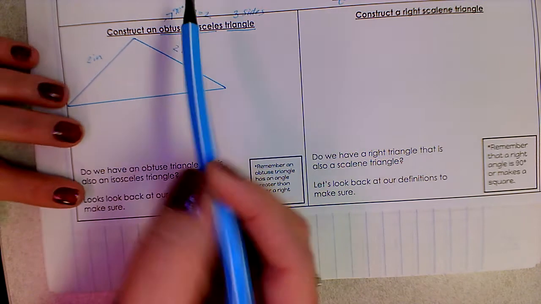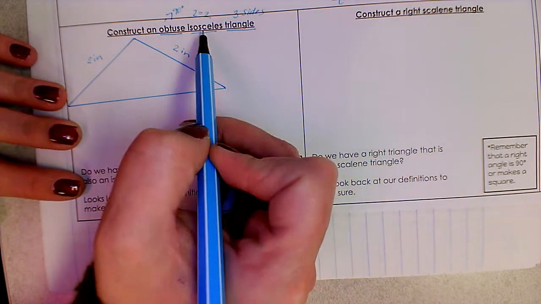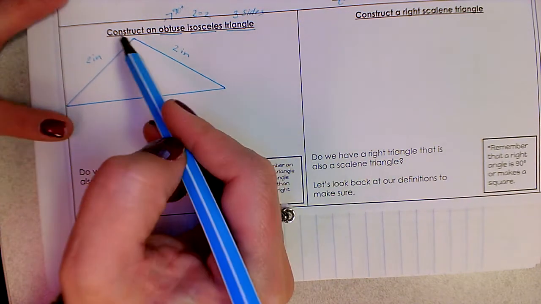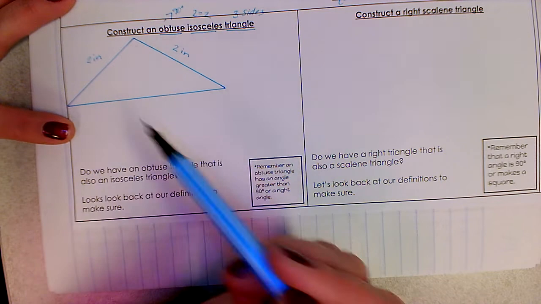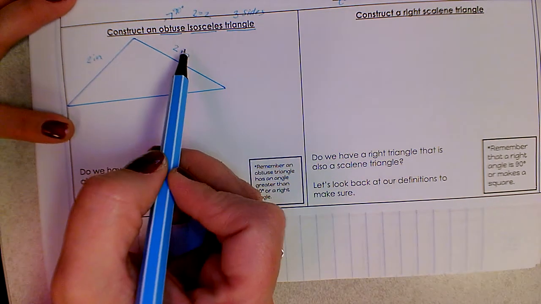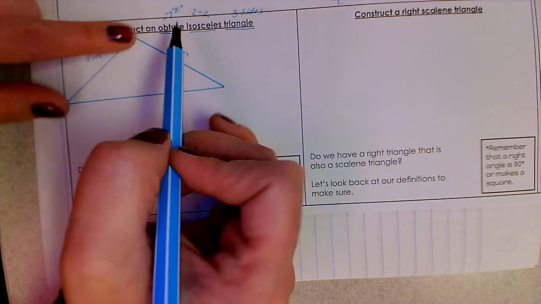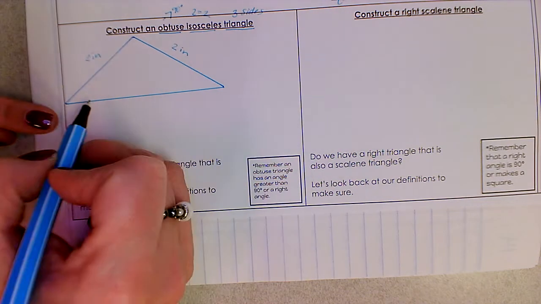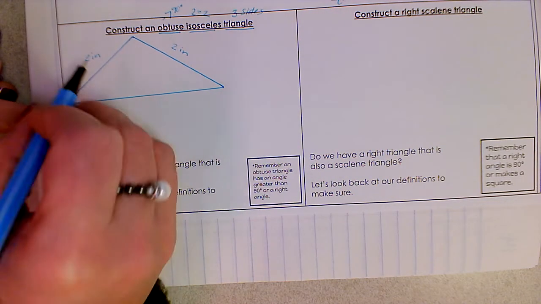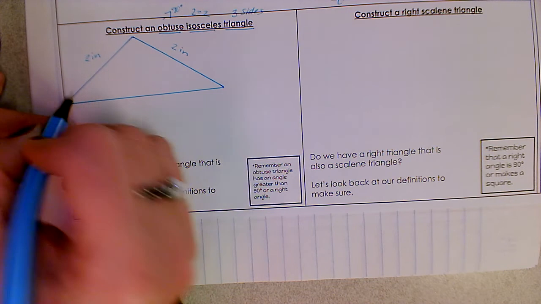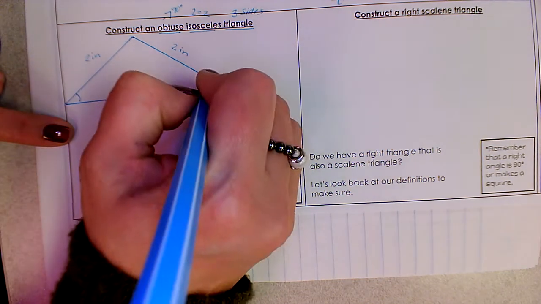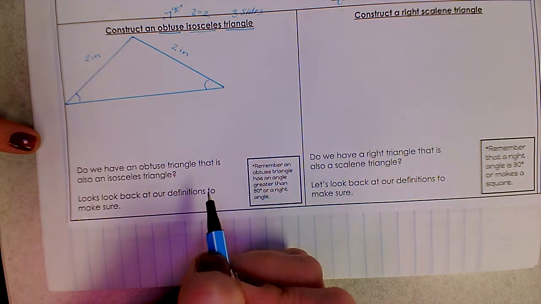Did we construct an obtuse isosceles triangle? Well, let's check it out. It has 3 sides, right? 2 sides have to be the same length. This has 2 inches. This has 2 inches. And the angle is obtuse. Well, if I look at these angles, are those obtuse? These ones are actually acute. But it only means I have to have one angle that's obtuse.